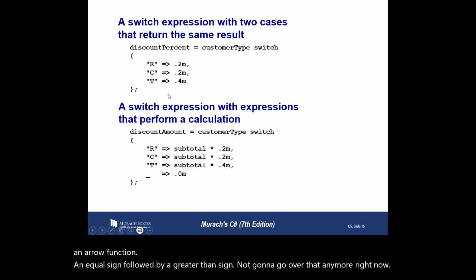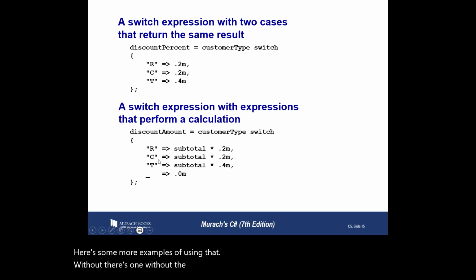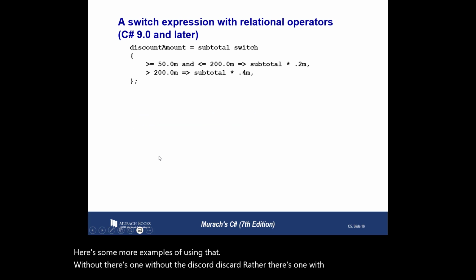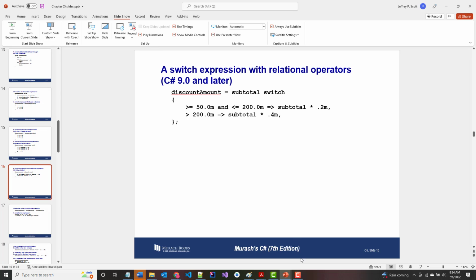So here's some more examples of using that. There's one without the discard rather, and there's one with the discard. I'm not going to go into that any more than I just did. And more examples. Notice it's 9.0 and later. So in other words, this would not work in earlier versions of C#.